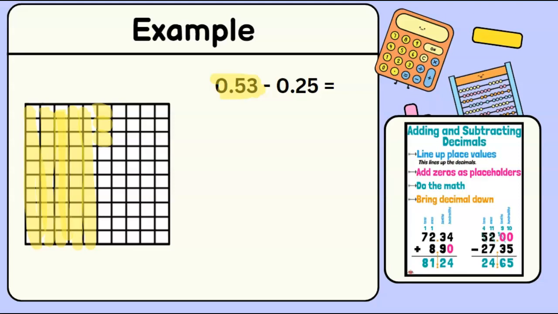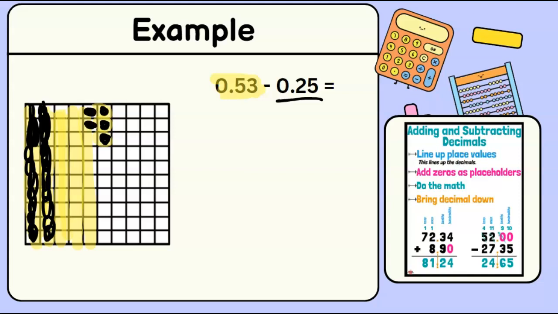My next step is to subtract my second factor from what I have colored in. I'm going to subtract however many tenths and however many hundredths is in that second number. I know that 2 tenths is what I need to subtract, so I'm going to cross out 2 columns, 1 and 2. Then I'm going to cross out 5 hundredths. So I'm going to cross out 5 squares. 1, 2, 3, 4, 5.